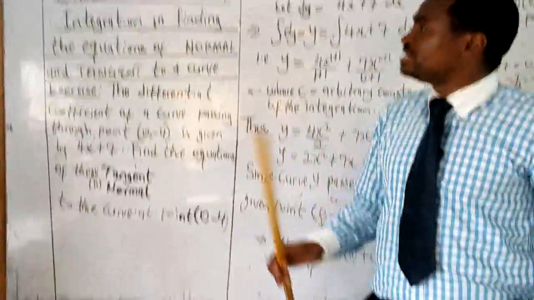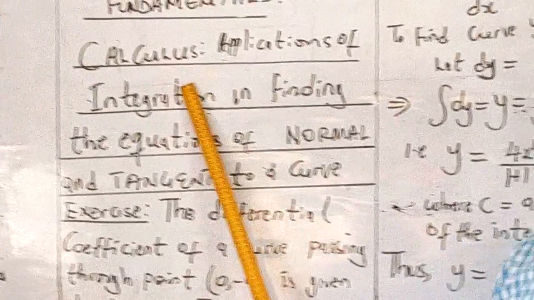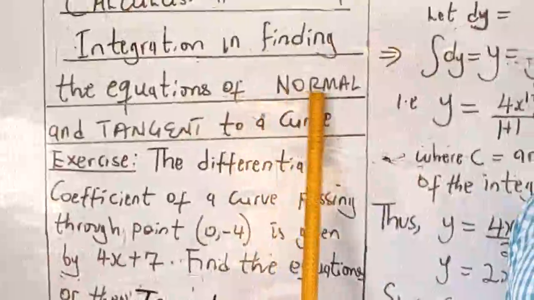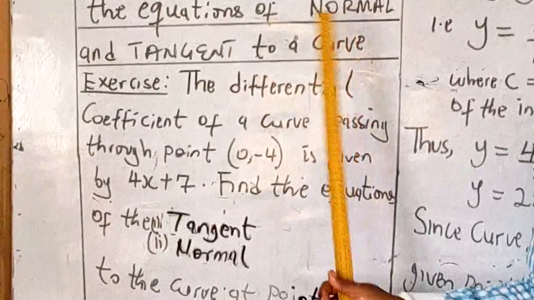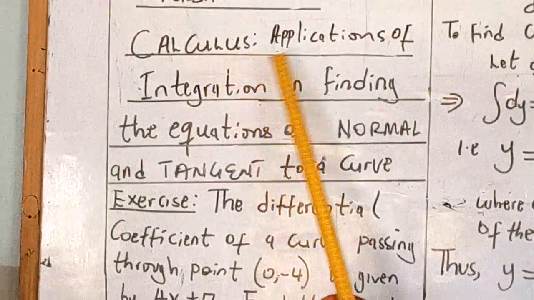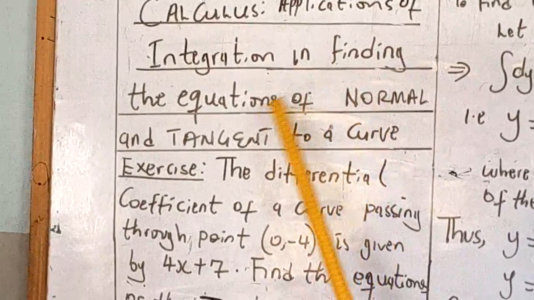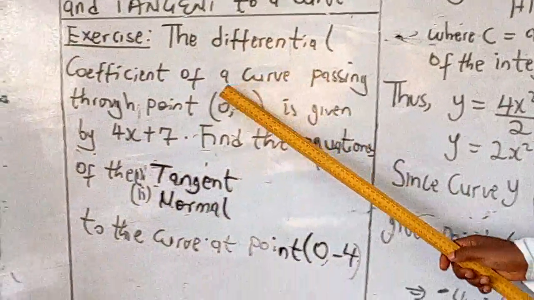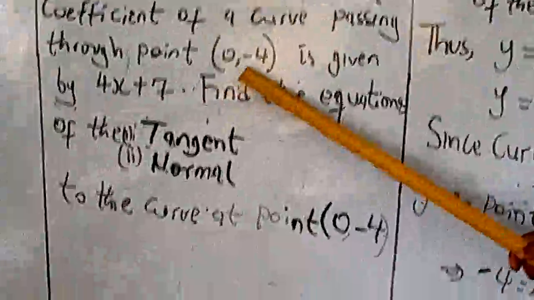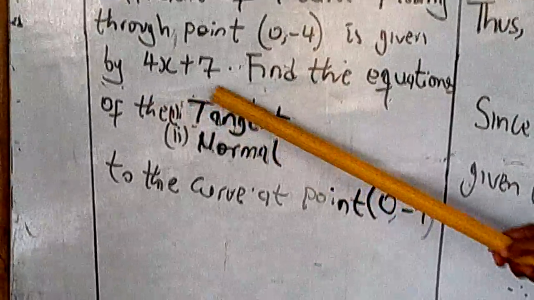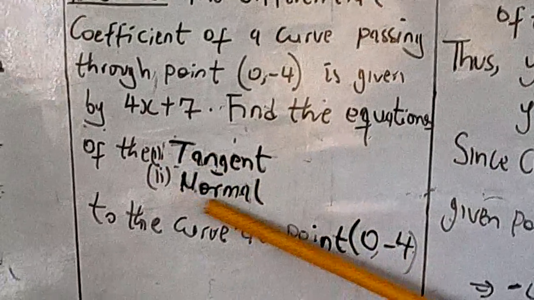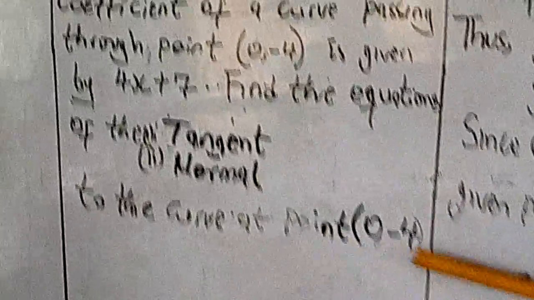Today we are going into calculus, applications of integration in finding the equations of normal and tangent to a curve. The exercise says the differential coefficient of a curve passing through point (0, -4) is given by 4x + 7. Find the equations of the (1) tangent, (2) normal to the curve at point (0, -4).